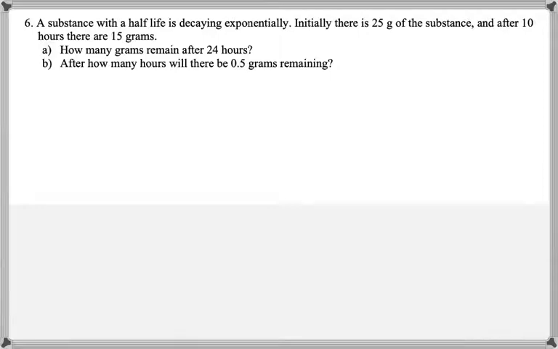A substance with a half-life is decaying exponentially. Initially there is 25 grams of the substance, and after 10 hours there are 15 grams. Part A says how many grams remain after 24 hours, and Part B says after how many hours will there be 0.5 grams remaining. So my first step is to find K.